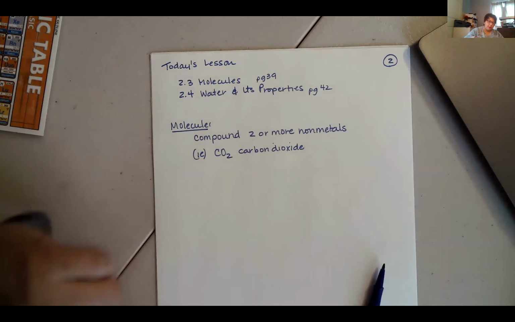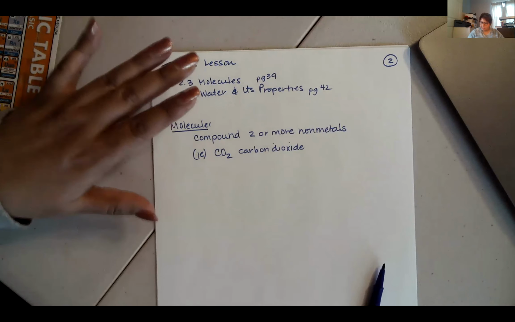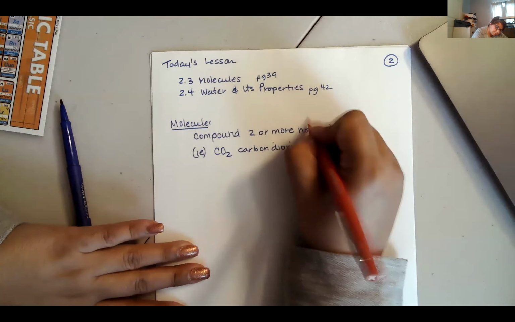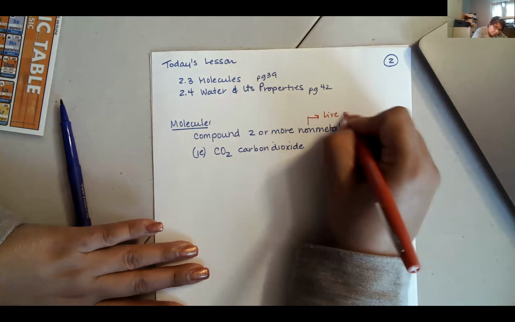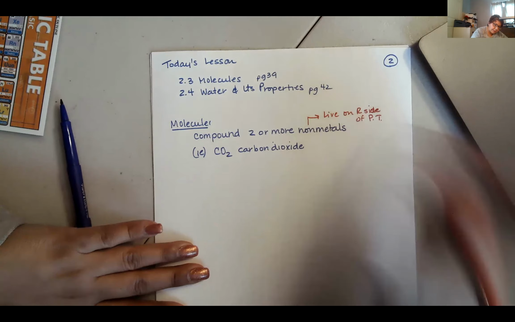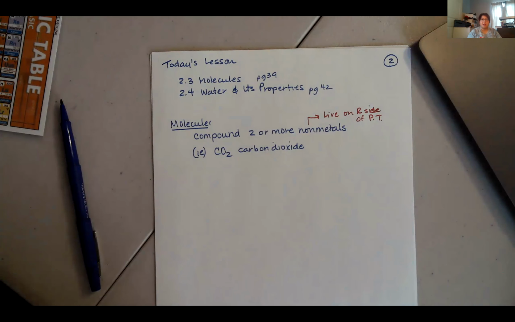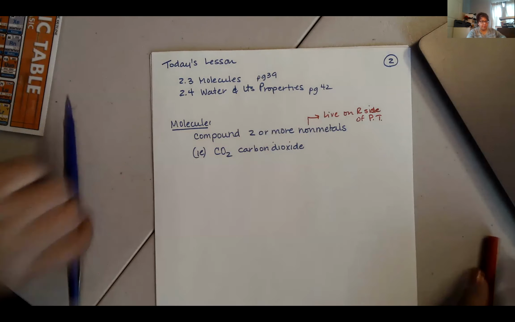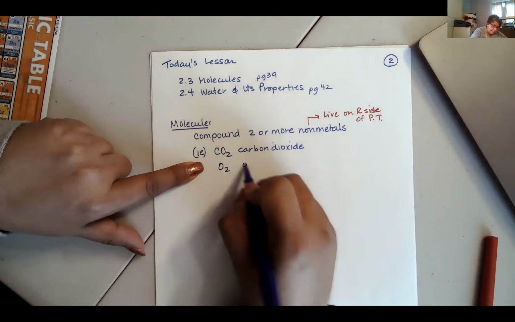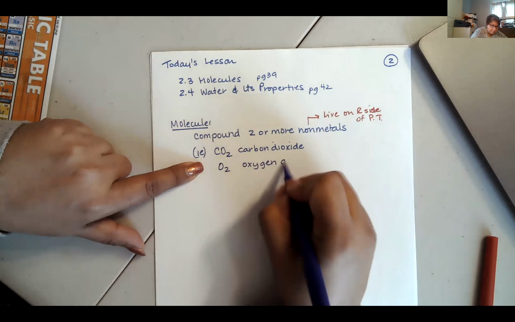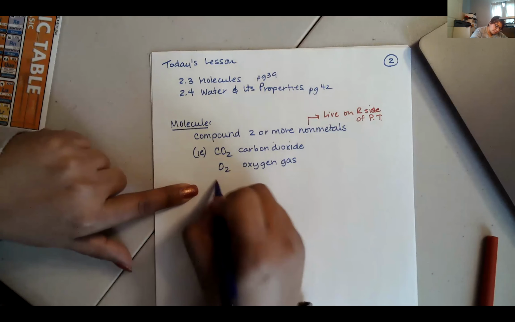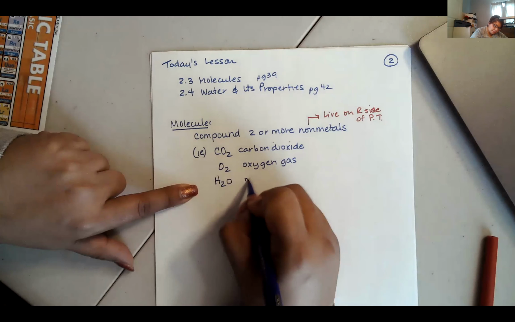Just as a reminder, nonmetals live on the right side of the periodic table. So when you're looking at your notes from last time, nonmetals live on the right side of the periodic table. So carbon dioxide is an example of a molecule. Oxygen gas, that's an example of a molecule. And of course, water is an example of a molecule.